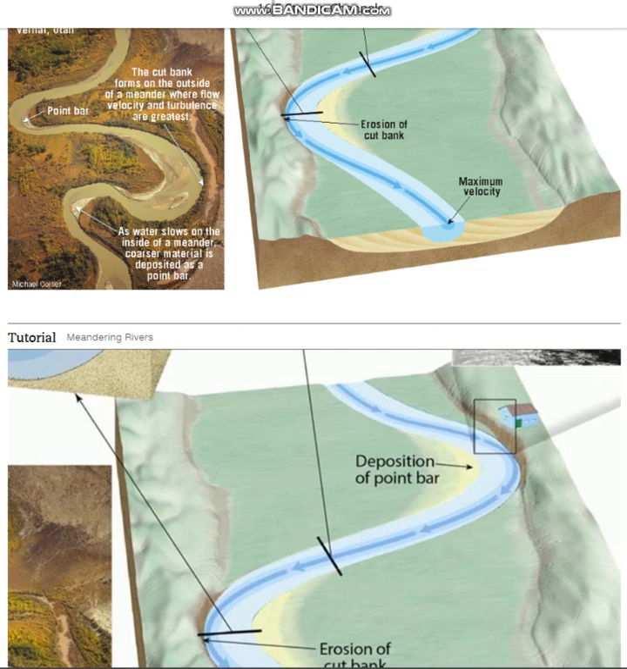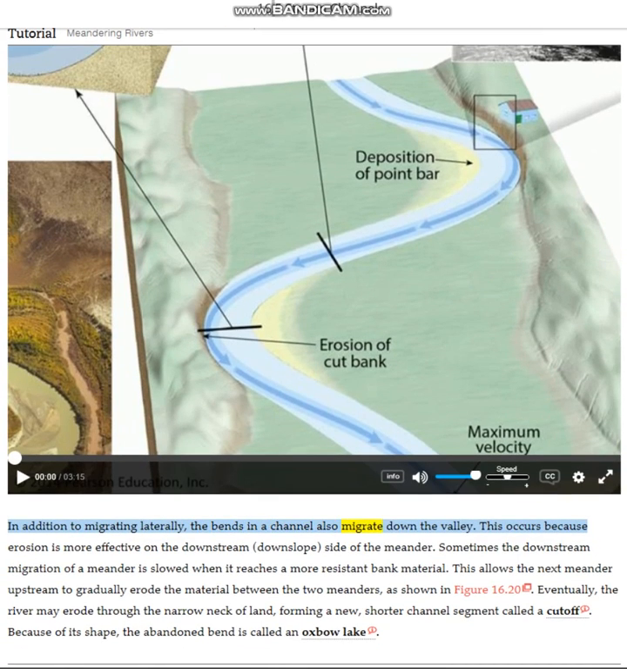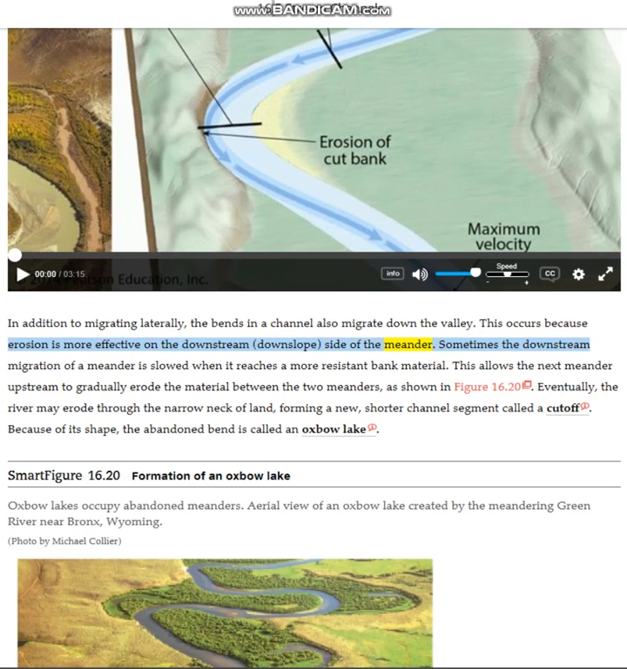In addition to migrating laterally, the bends in a channel also migrate down the valley. This occurs because erosion is more effective on the downstream, downslope, side of the meander. Sometimes the downstream migration of a meander is slowed when it reaches a more resistant bank material. This allows the next meander upstream to gradually erode the material between the two meanders, as shown in figure 16.20. Eventually, the river may erode through the narrow neck of land, forming a new, shorter channel segment called a cutoff. Because of its shape, the abandoned bend is called an oxbow lake.